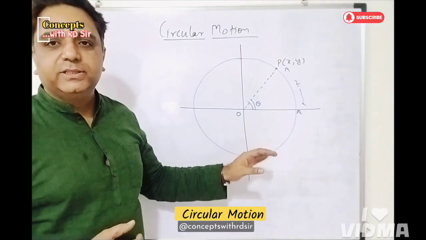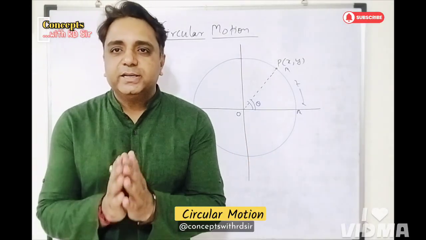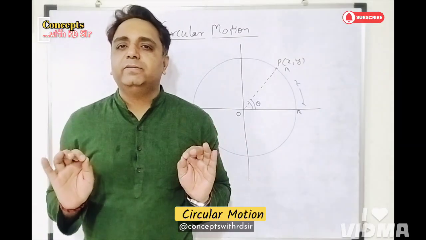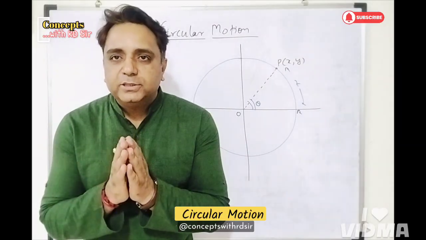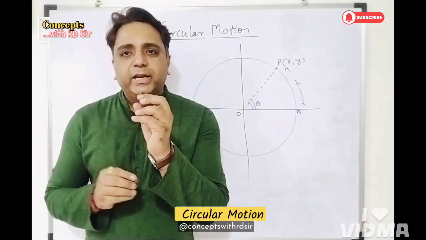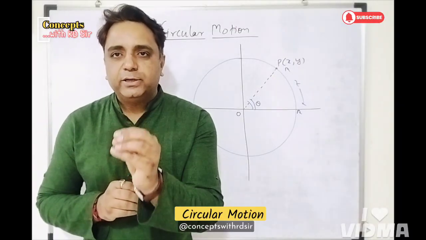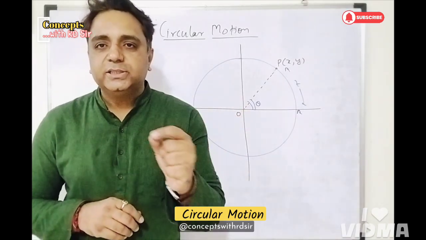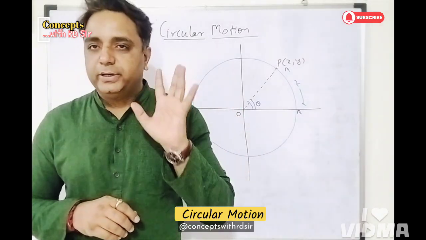So circular motion is a type of two-dimensional motion. A very simple definition: when the position of the particle is changing with respect to any two coordinate axes, it is said to be two-dimensional motion. And in circular motion, the particle's position is changing with respect to two coordinate axes.